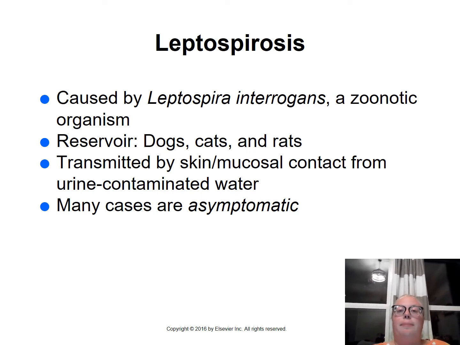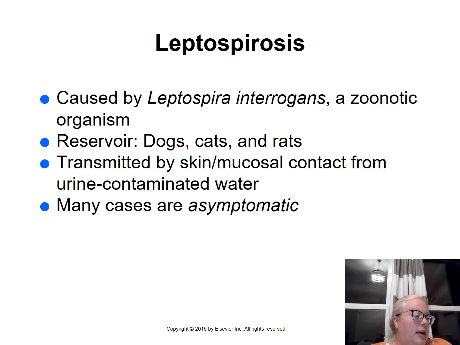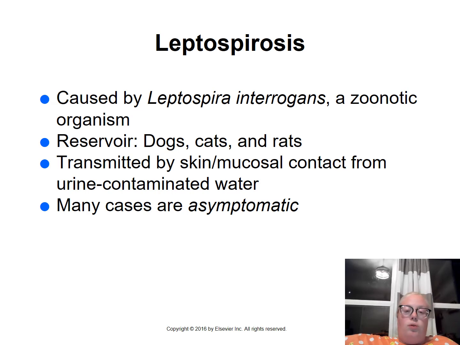Okay, then we have leptospirosis. Now, this is a little bit, well, not a little bit, it's a lot of bit uncommon. In fact, this is a zoonotic organism, and fewer than 100 cases are reported each year in the United States. They're spread by dogs, cats, and rats, and it's transmitted by skin and mucosal contact from urine contaminated water.